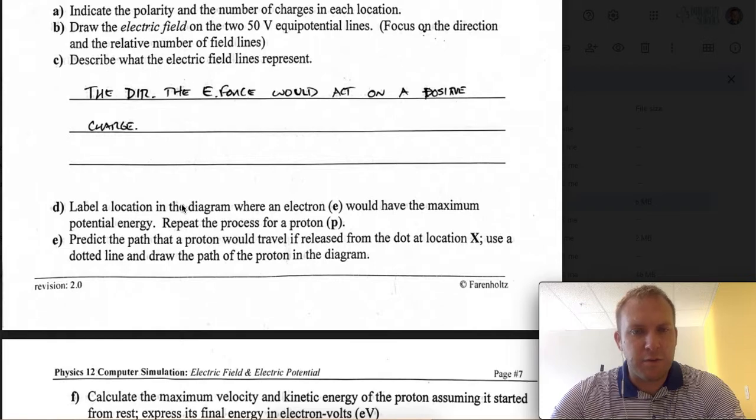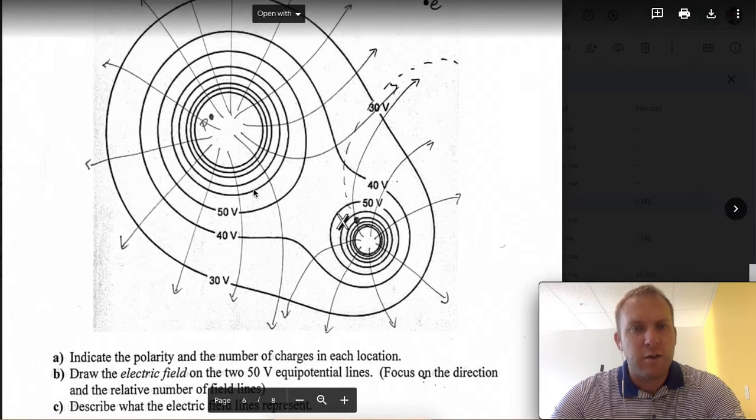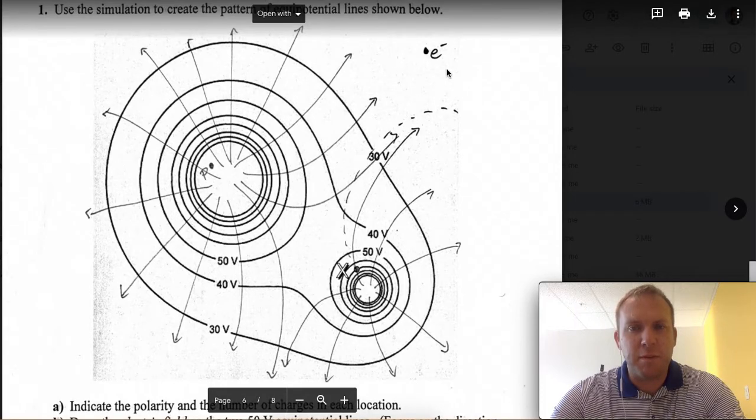Label a position where an electron would have a maximum potential energy and a proton. So I said an electron would have the maximum potential energy out here because it wants to come closer to these positives. So the most potential would be furthest away from where it wants to go. A proton, I would say, would be here. It's furthest away from where it wants to go, because it wants to be far away from these positives, so the most potential energy would be right next to them.